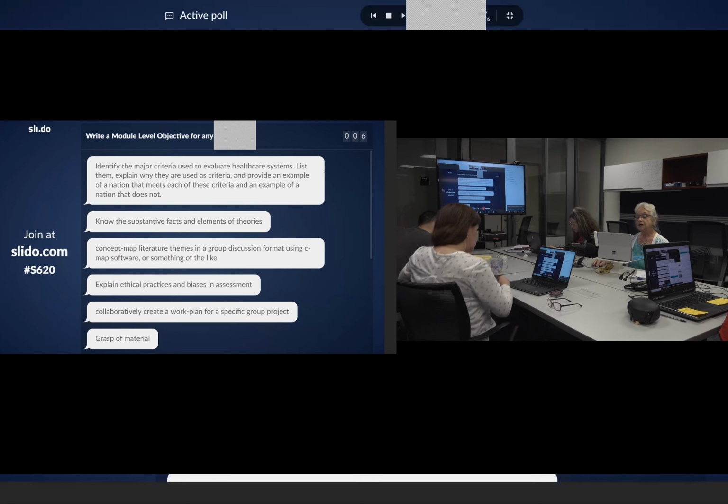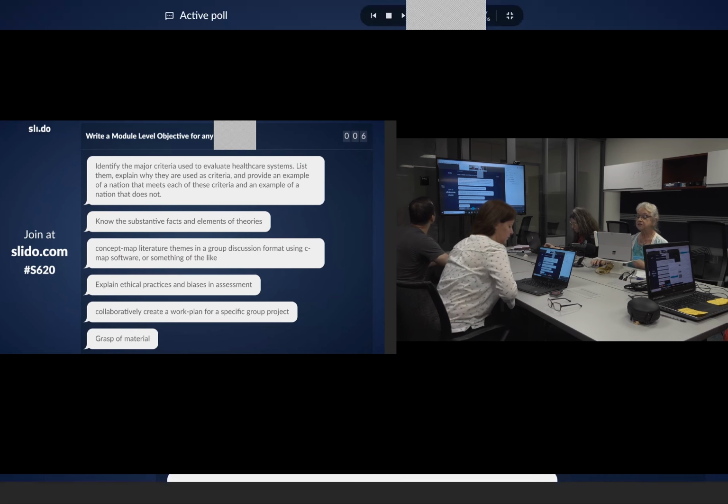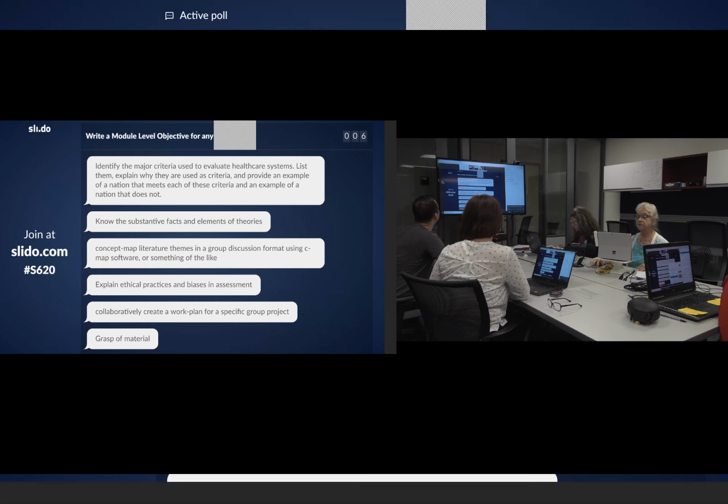On this healthcare one, identify the major criteria used to evaluate healthcare systems is your objective, and then list them, explain why they are used, and provide an example are the things that would go into your activity or your assessment piece. But identify the major criteria is an ideal one.